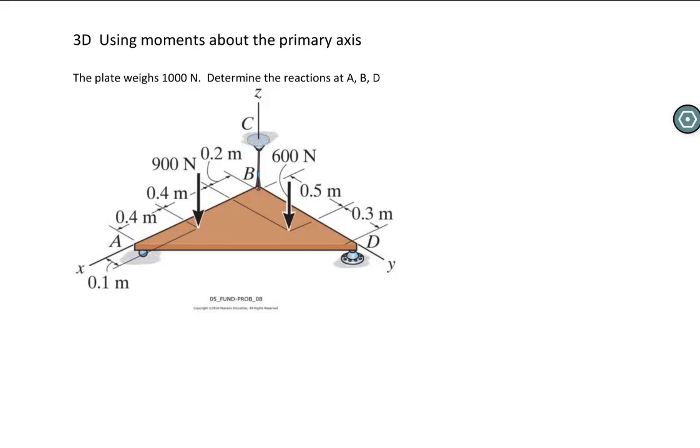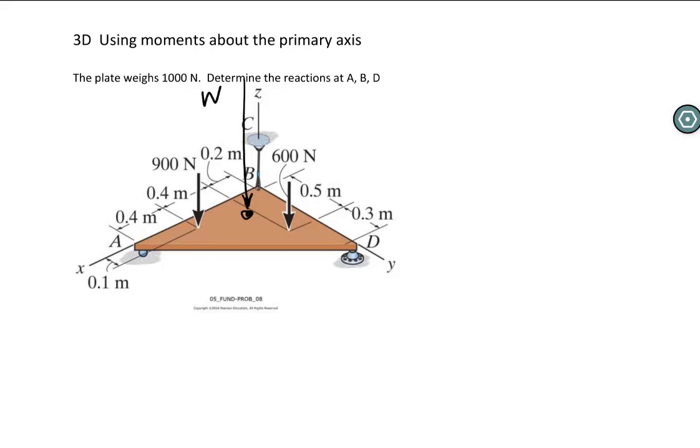Let's go ahead and draw the weight in first of all. The weight acts through the center of gravity. Because this is a triangle plate, the center of gravity is kind of out in here someplace. So let's go ahead and draw the center of gravity, and I'll draw a weight here, acting straight down through the center of gravity.